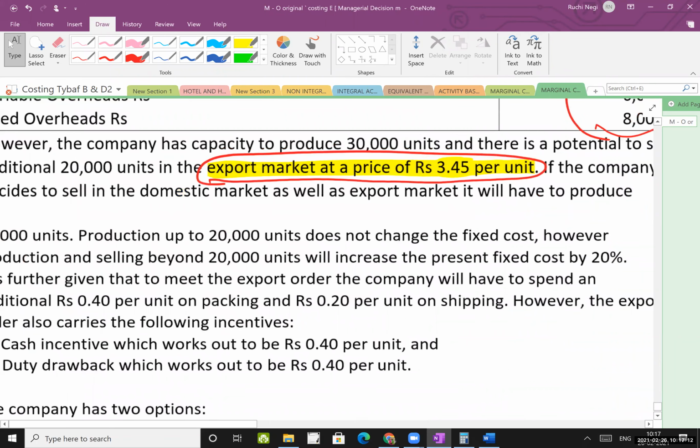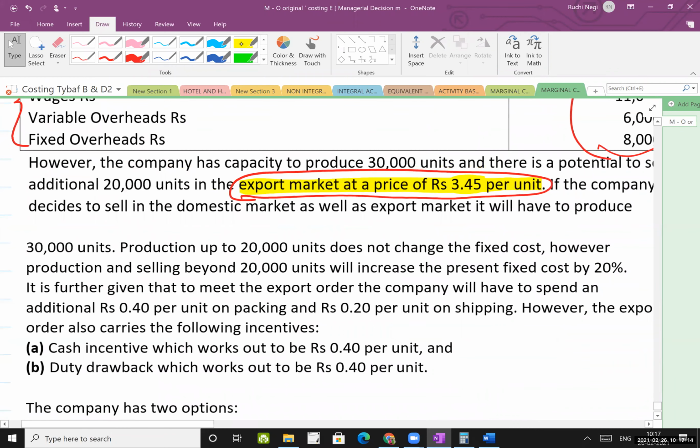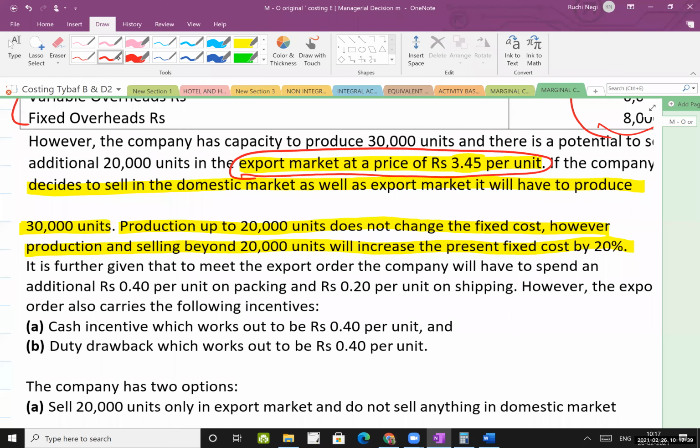And here we have production up to 20,000 units does not change the fixed cost. However, production and selling beyond 20,000 will increase the fixed cost by 20%. And if the company decides to sell in the domestic market as well as export market, it will have to produce 30,000 units. Now this is the change.